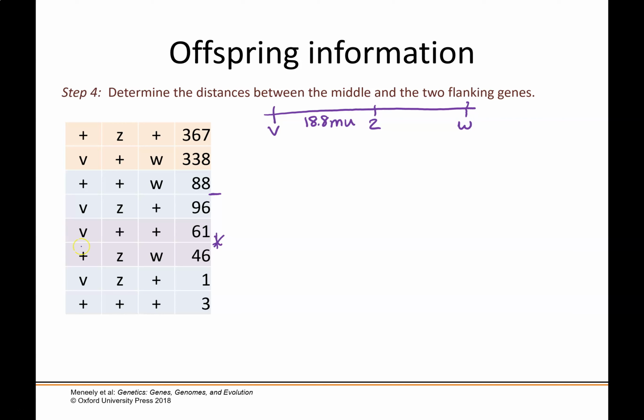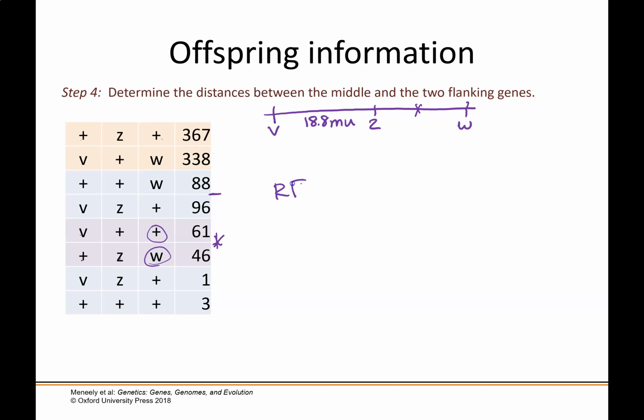All right, so if we look here up on this parent, we have plus Z plus. Over here we have plus Z W. Here we have V plus W, V plus plus. So we see that the flip has occurred here on the W gene. So that means it has occurred somewhere between Z and W. So if you already figured out one, though, you can just use the other one, the other set.